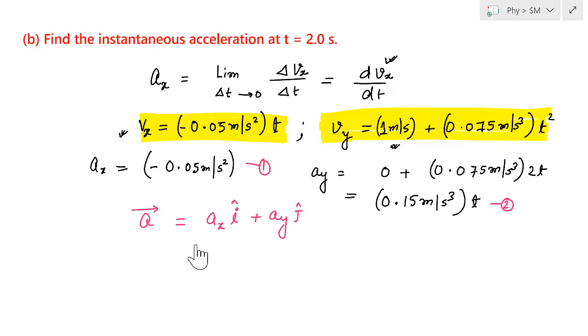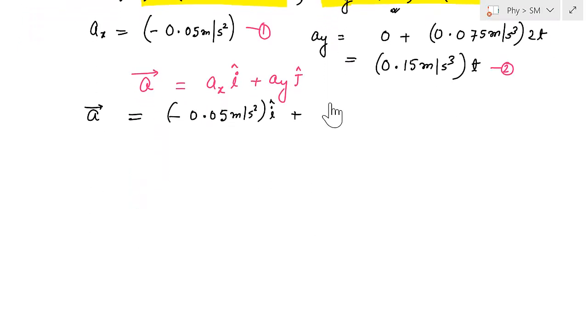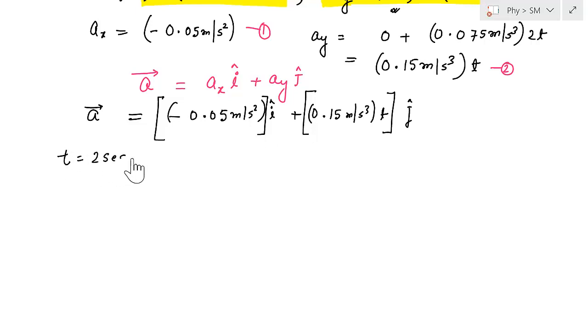So I can write using this expression. a will be, in this case, simply ax is minus 0.05 meter per second square, this is i cap, plus 0.15 meter per second cube t, and this is j cap. So this is the y component and this is the x component of acceleration. We have to calculate the instantaneous acceleration at t equals 2 seconds.